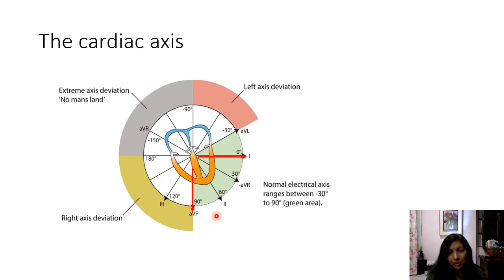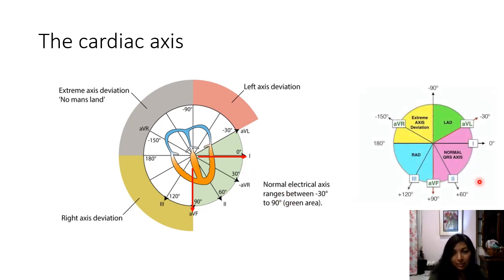Some people also include lead 2, so if leads 1, 2 and aVF are all positive, you definitely have a normal electrical axis. This is just another diagram showing you another way of looking at it in case that's something you prefer.